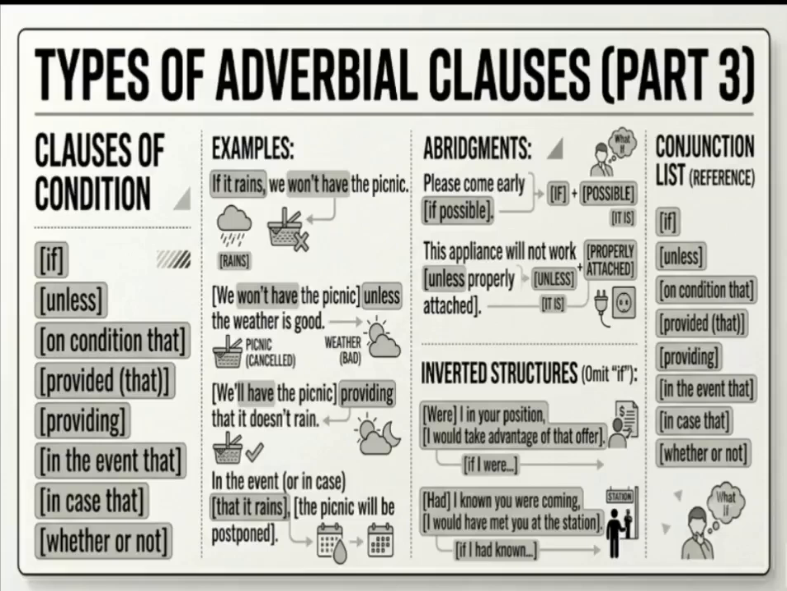Clauses of condition. These establish the rules for the main clause to happen. They answer the question under what circumstances. The classic conjunction here is if. If it rains, we won't have the picnic. The picnic being cancelled is entirely dependent on the condition of rain.